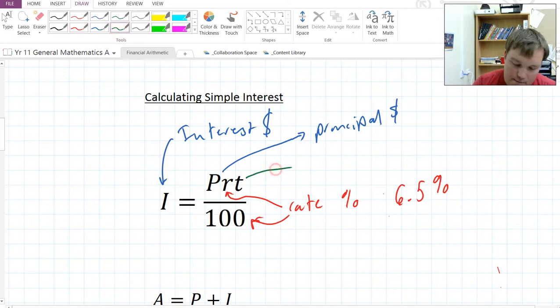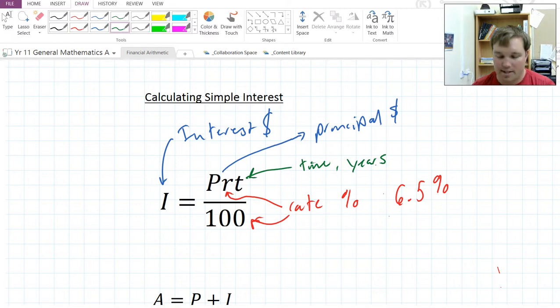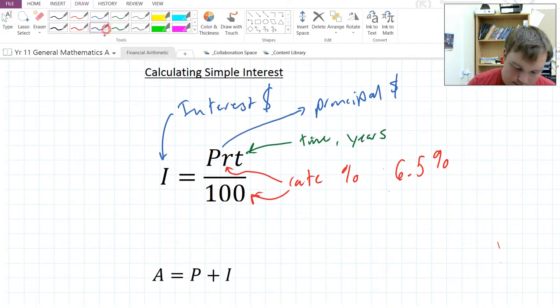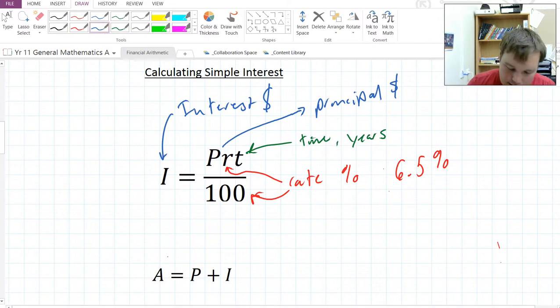Finally, time, and time is in years. So before you put it into the formula, you'll need to convert any time period to years. If you're told it's deposited for 6 months, you can't put a 6 in there, you must put 6 over 12 or a half. Alright, now, A down here, separate equation, stands for the final amount.